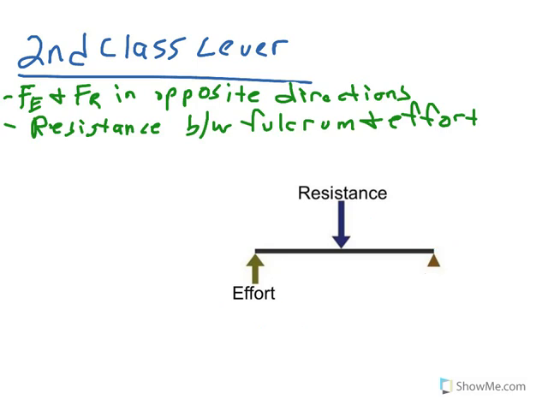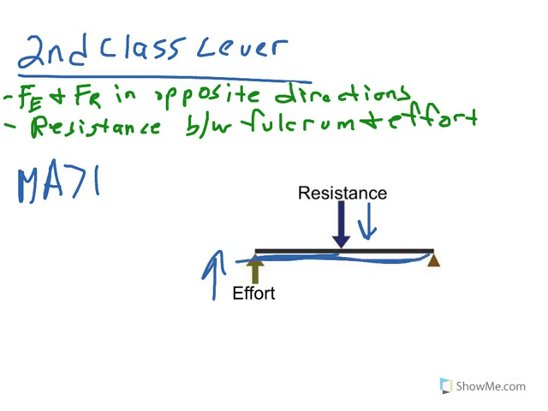For a second class lever, your mechanical advantage is always greater than 1. Remember, to have a mechanical advantage of greater than 1 means you're putting in less force over a greater distance, meaning I lift up with less force than what is going down, but I'm also further away from the fulcrum. So that's greater distance, less force.